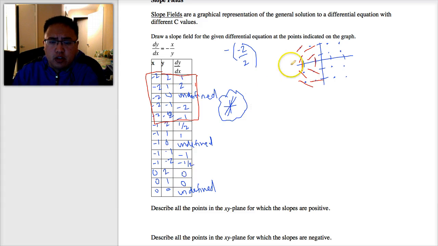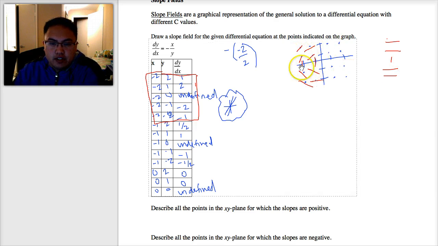0, 2 is 0. Remember, a slope of 0 is a straight horizontal line. I can't draw it on here, sorry, on this computer, but a straight horizontal line looks like that. This one's also 0. 0, 0 is undefined. And then if I do all these two also, that would be 0 and 0.